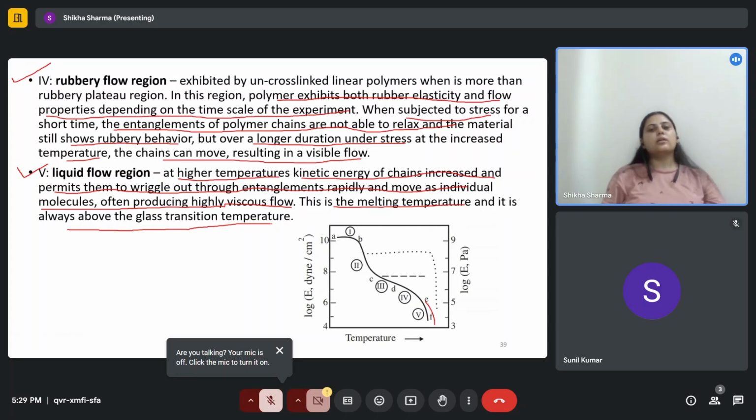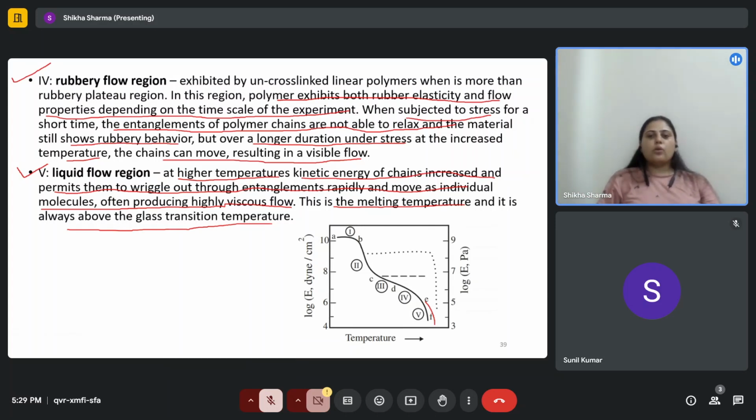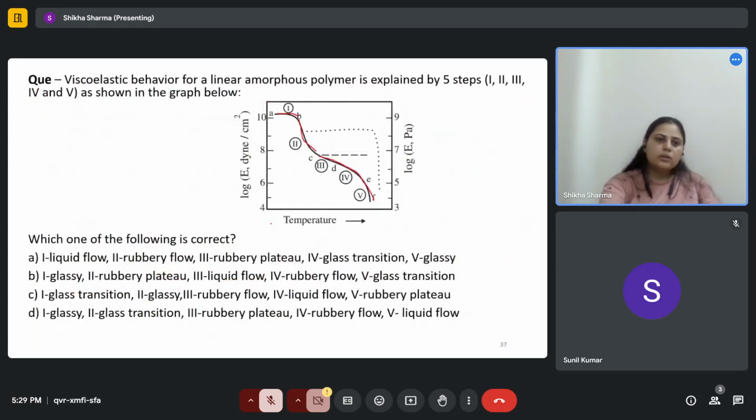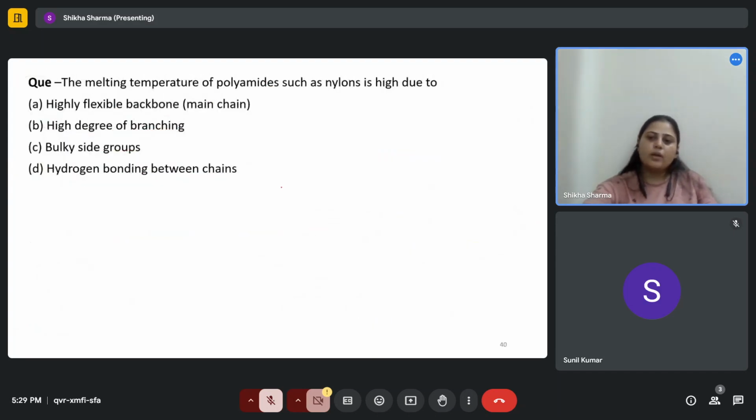So this is the theory and the concept. Any doubt in this? So option D is correct. First is the glassy region, then the glass transition region, then the rubbery plateau, fourth is the rubbery flow, fifth is the liquid flow. You understood the concept?